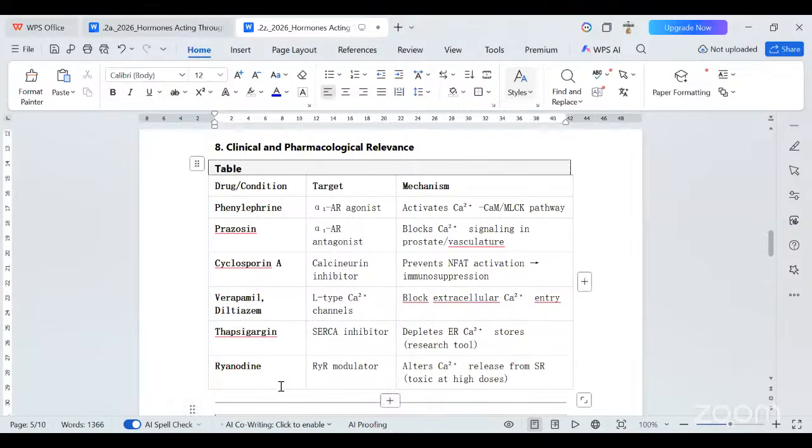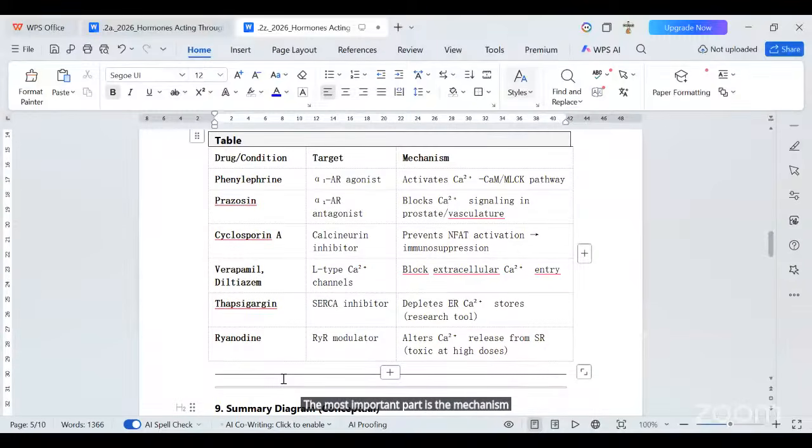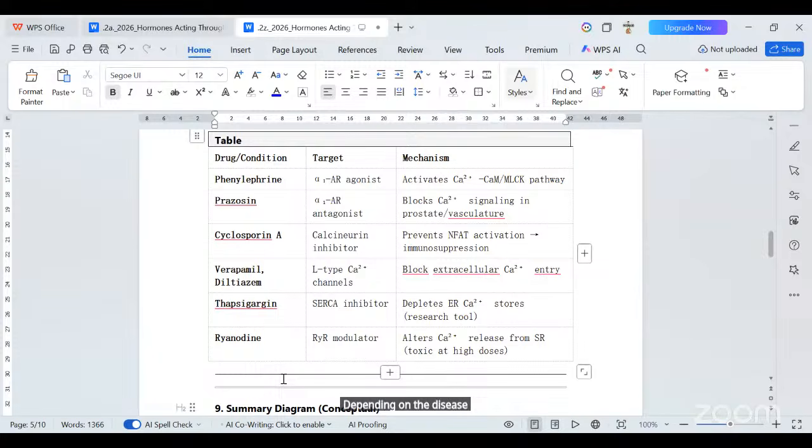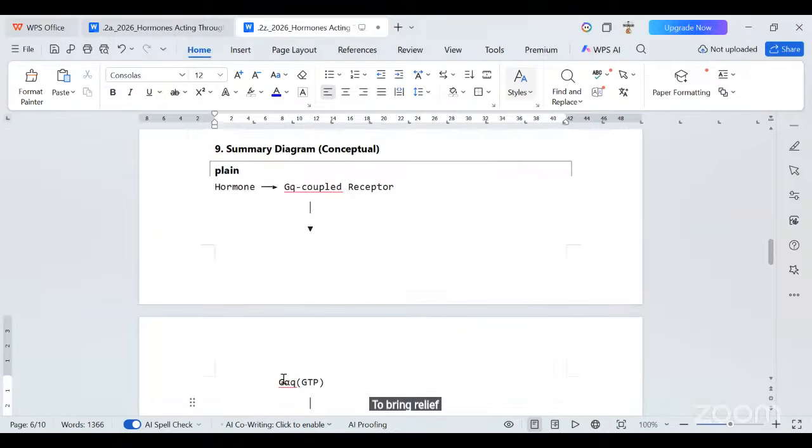But the most important part is the mechanism, the biochemistry part of it, which I just explained to us, that depending on the disease condition, the drug works as either a channel antagonist or an inhibitor to bring relief or solution to the situation.